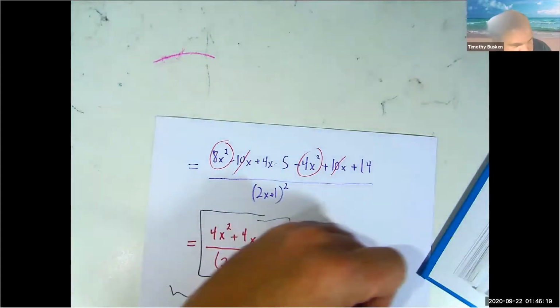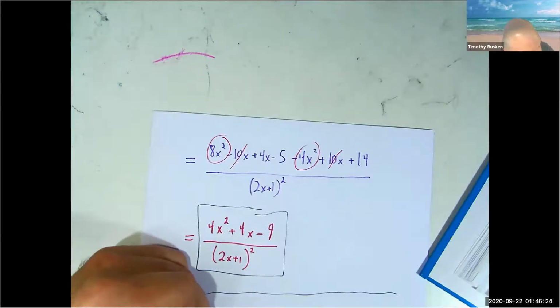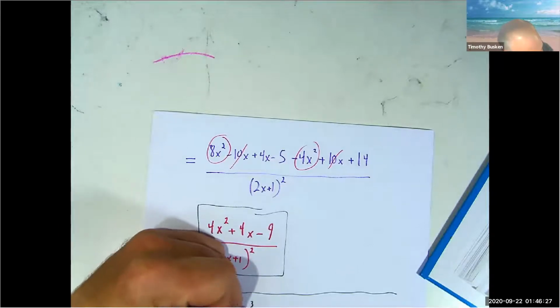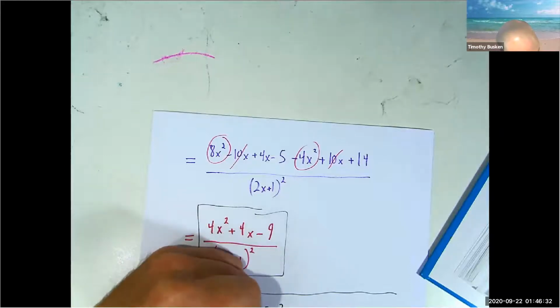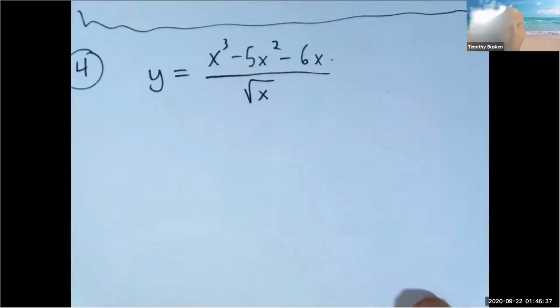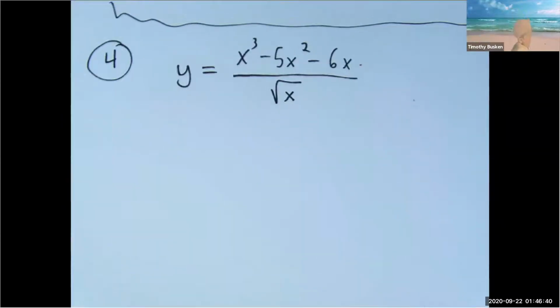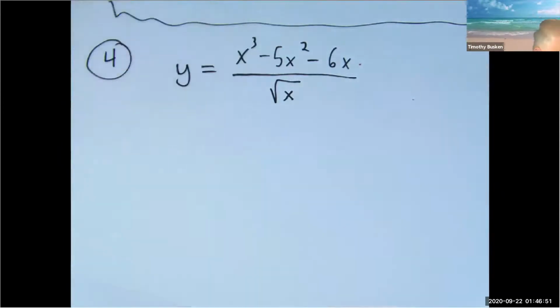And a couple more examples here. The fourth example, the function is this: x cubed minus 5x squared minus 6x divided by the square root of x. So that is a quotient. But I noticed the denominator is just one, there's just one term in the denominator. And so we can probably just simplify or rewrite this function to make our lives easier. And we might not even have to use the quotient rule on this one.